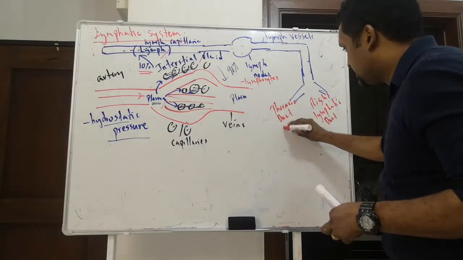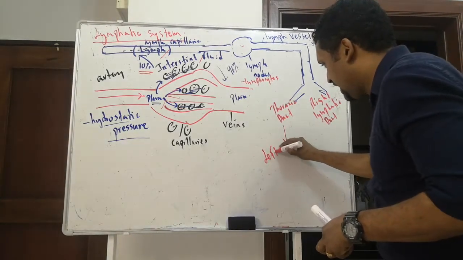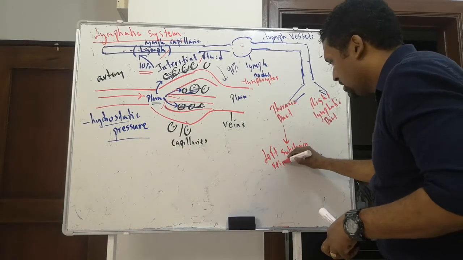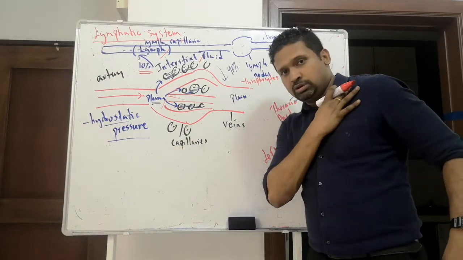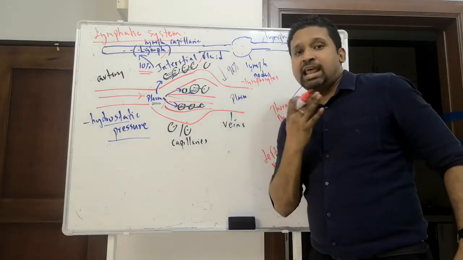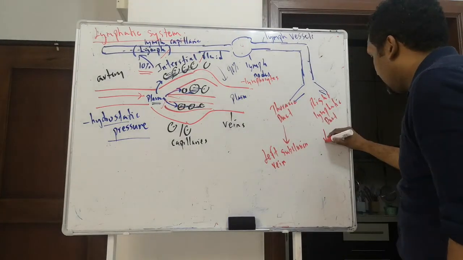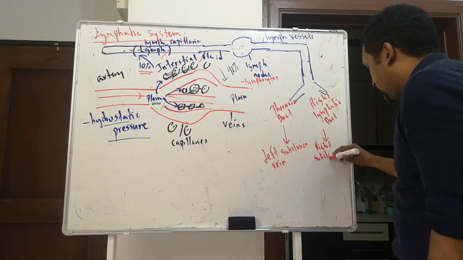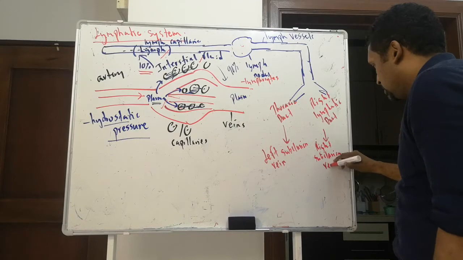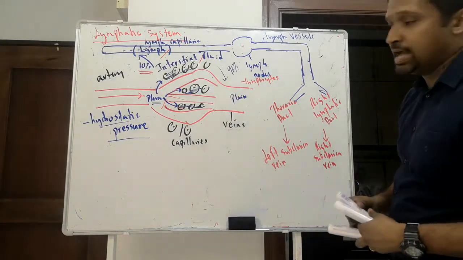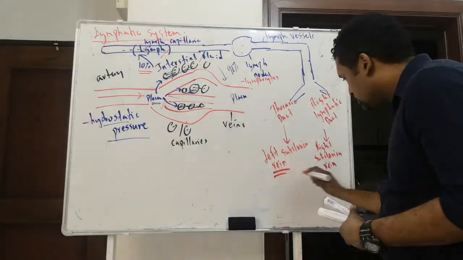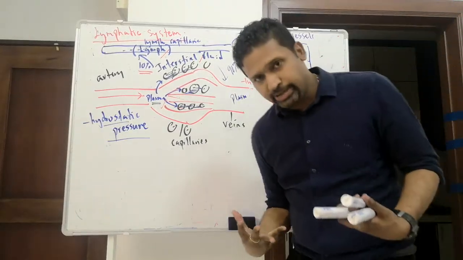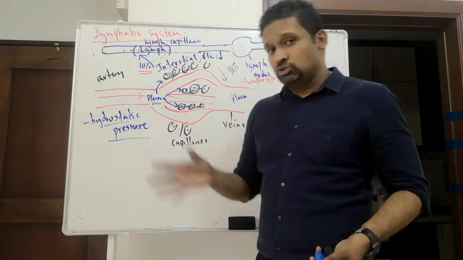From the thoracic duct, it will go into the left subclavian vein. This bone is called the clavicle bone. Below the clavicle bone, you have the left subclavian vein, and the fluid from the right lymphatic duct will go into the right subclavian vein. So it goes into these two veins. See, guys, veins means automatically it's already part of the blood. All over our body there are blood vessels, and wherever there are blood vessels, there are lymph vessels.